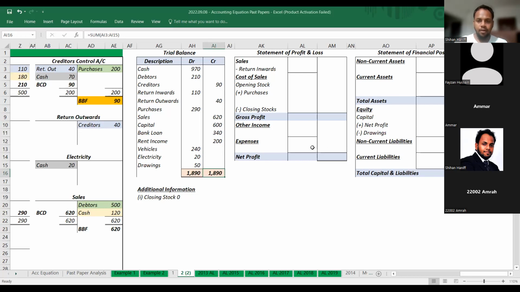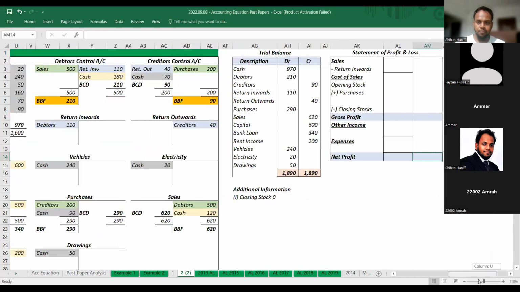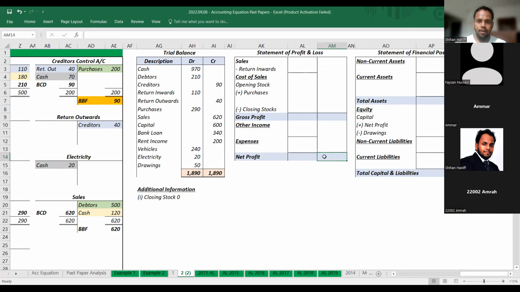Okay, can you all find out the net profit, total assets, total capital and liabilities? What is the net profit? Find out the net profit.